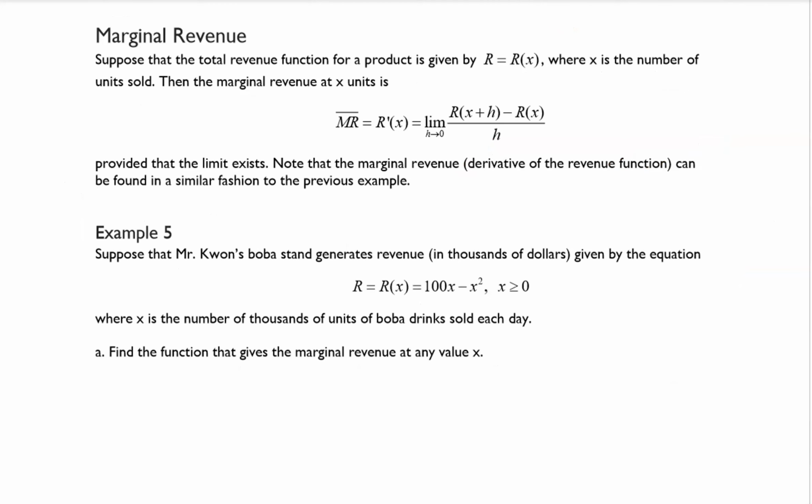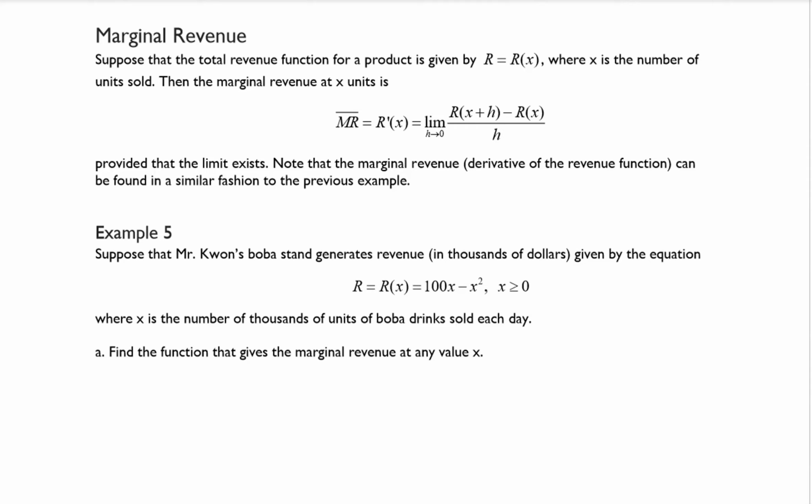Suppose that the total revenue function for a product is given by R equals R of x, where x is the number of units sold. Then the marginal revenue at x units is MR bar, which is equal to R prime of x, which equals the limit as h approaches 0 of R of x plus h minus R of x all over h, provided that this limit exists.